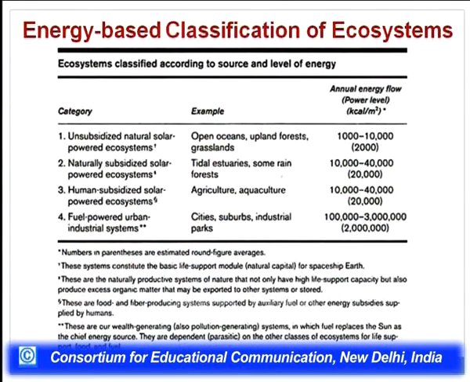One thing to notice here is that in both naturally subsidized and human subsidized solar powered ecosystems, the power level is similar. As you can see here, it ranges from 10,000 to 40,000 annual energy flow in both cases, because the energy production might be similar. Humans must have provided the auxiliary sources and raised the yield up to the level at which natural ecosystems also produce using auxiliary or subsidized energy sources.